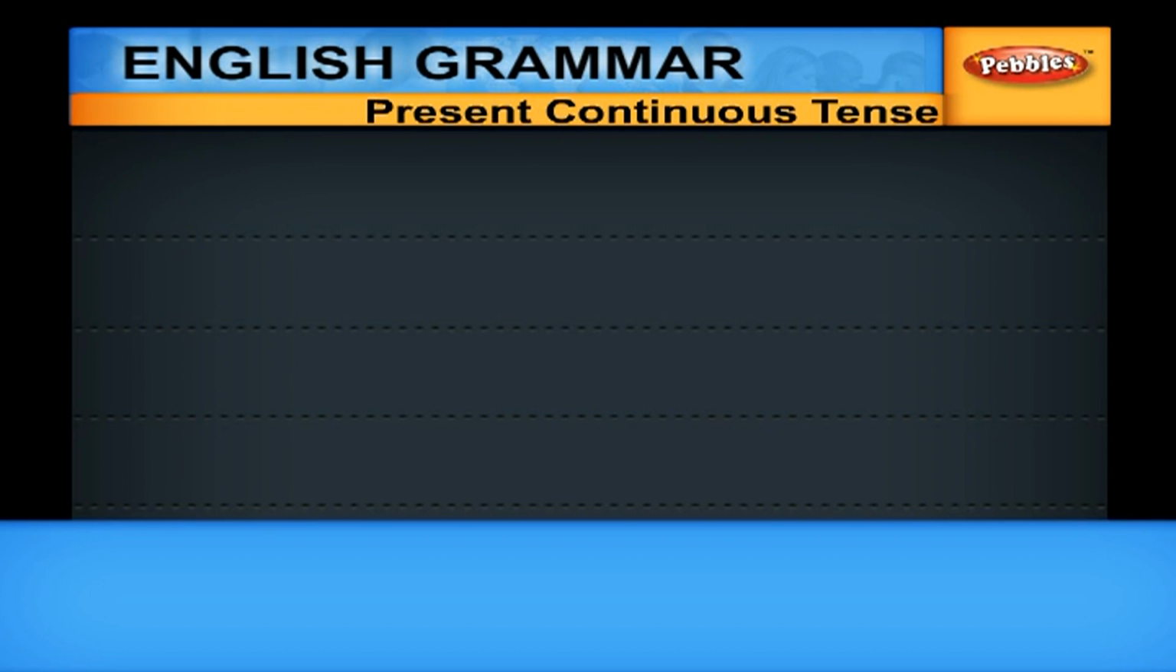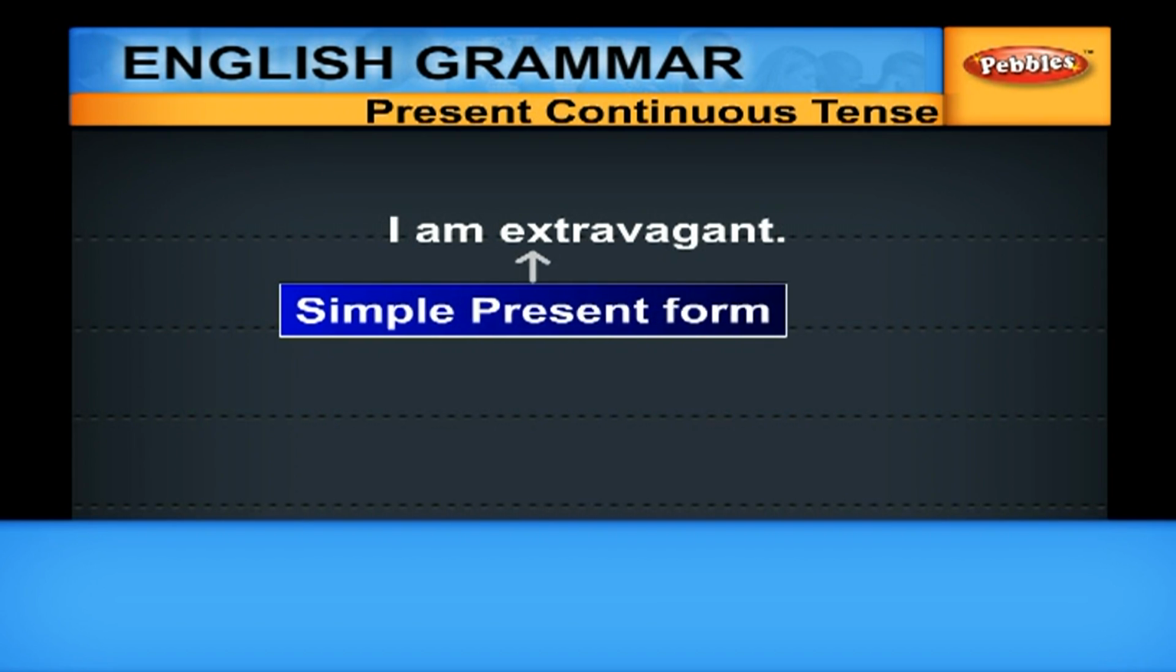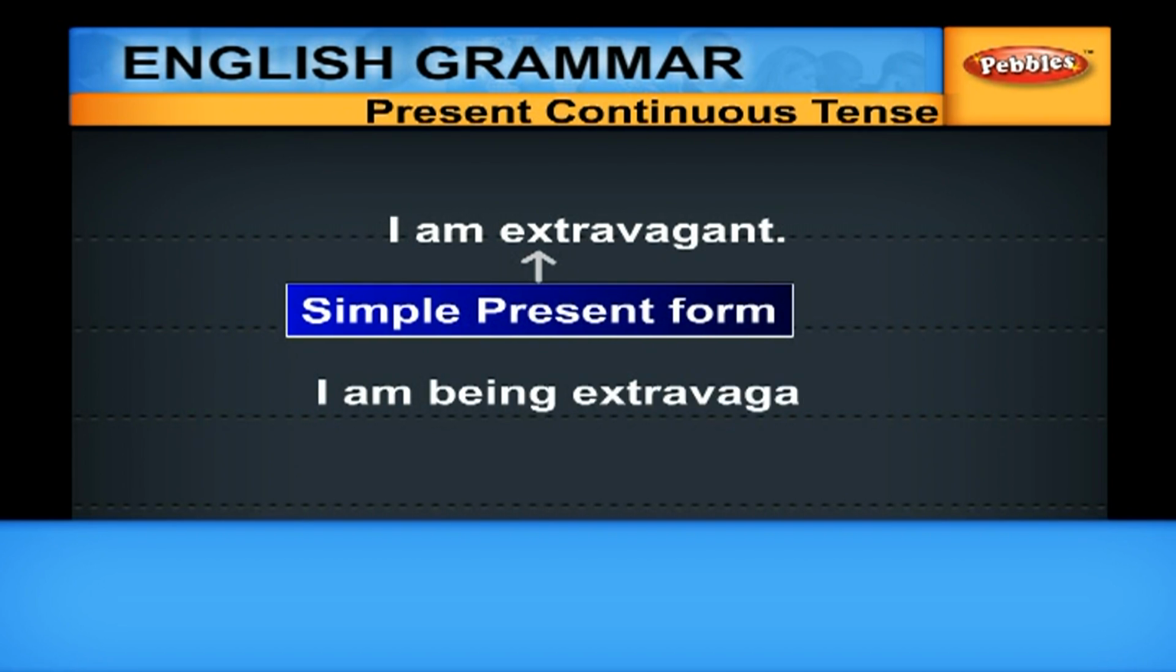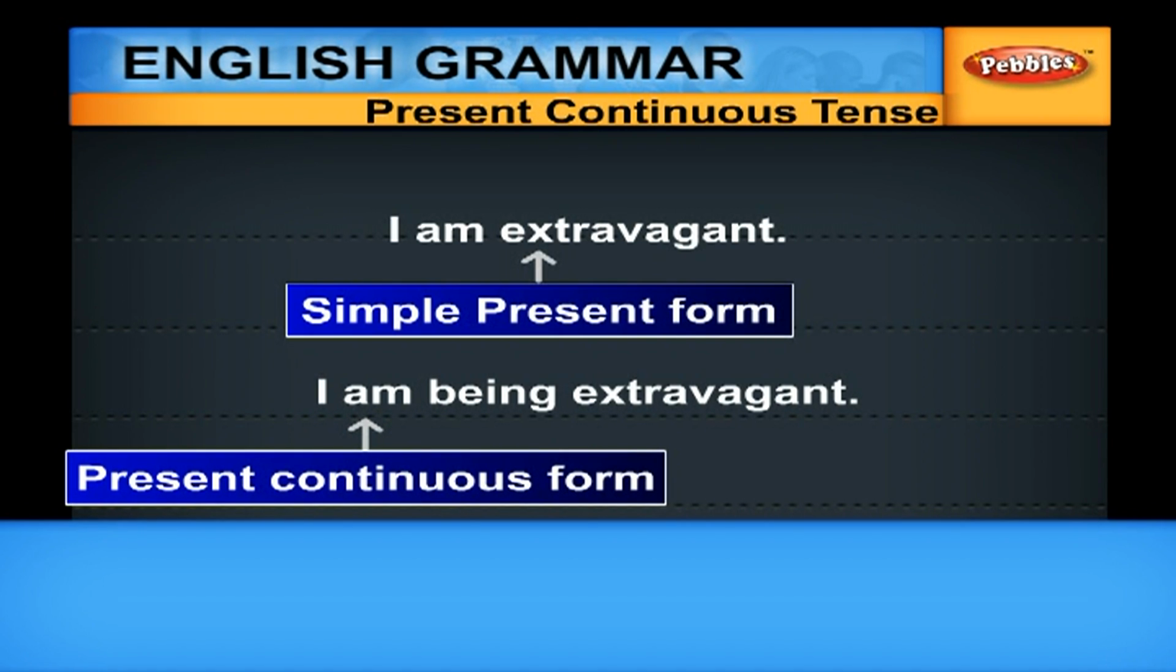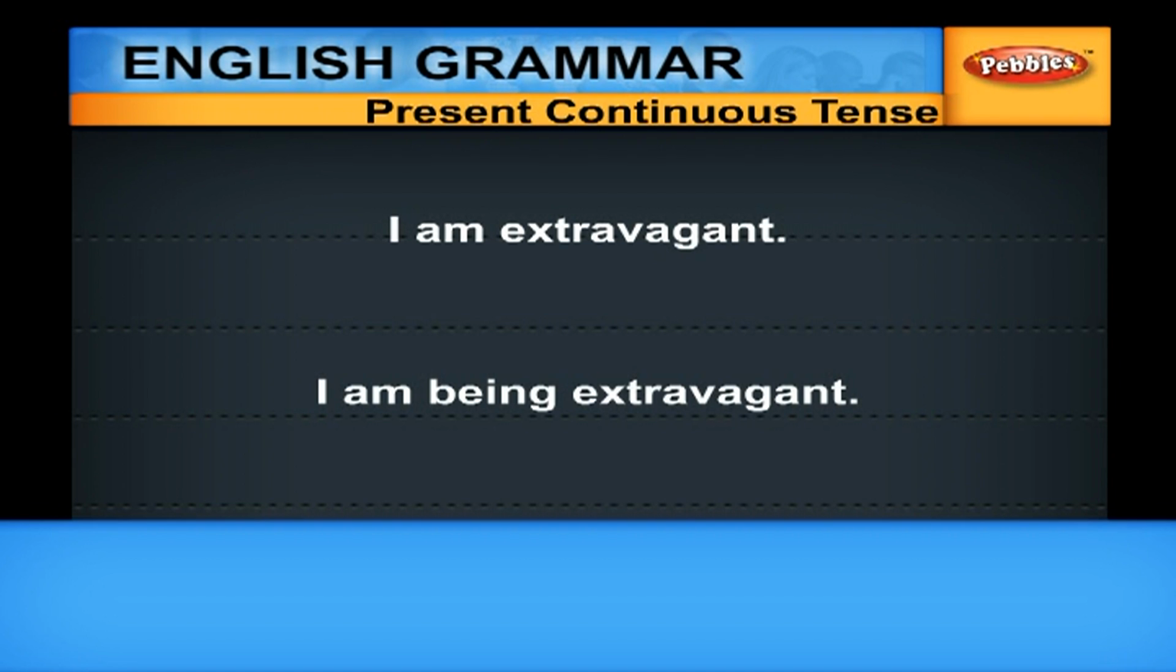What is the difference between these two sentences? I am extravagant. It is in simple present form. I am being extravagant. It is in present continuous. Note here, we are using the helping verb being as the main verb and am is the helping verb.